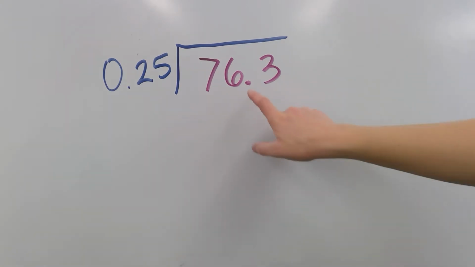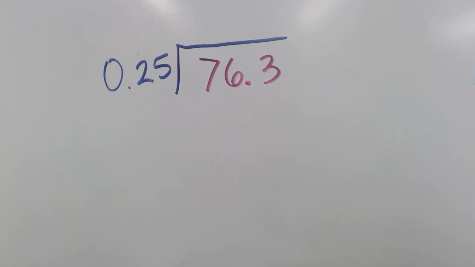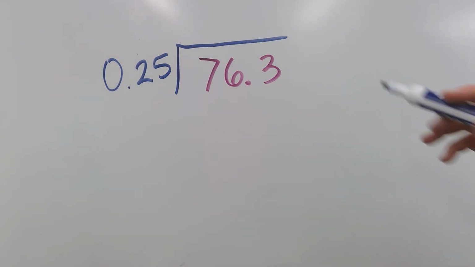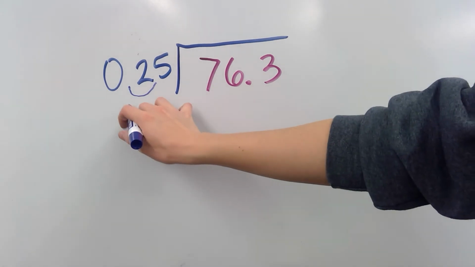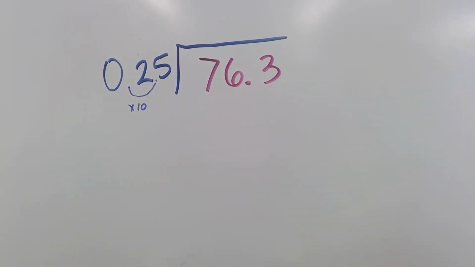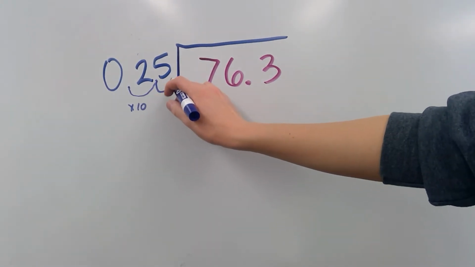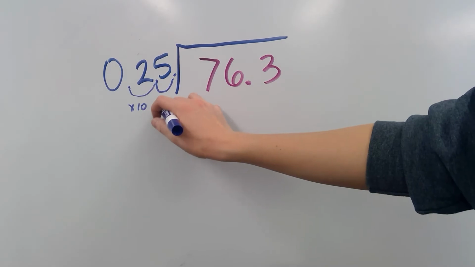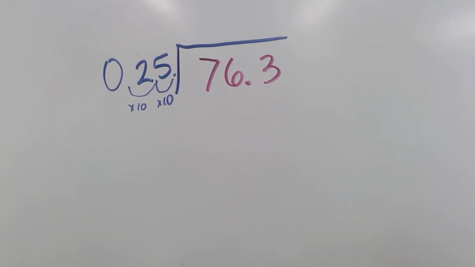Okay, now again, we have a decimal in the dividend and a decimal in the divisor. Before I can start dividing, I need to shift my divisor to make it a whole number. So this time, I don't just shift the decimal once, because if I just shifted it once, my new number would be 2 and 5/10, and that's not a whole number yet. So I need to shift it one more time. So I've multiplied it by 10 twice. So now it's really a 25.